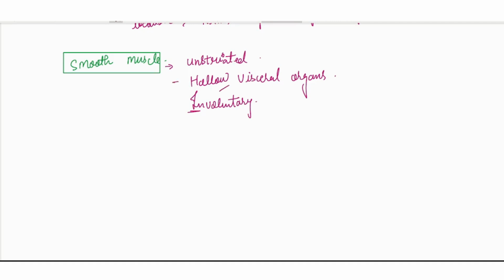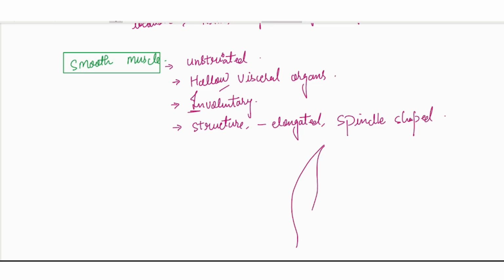Okay, and if we see their structure, they are elongated and spindle shaped. What is the meaning of elongated and spindle shaped? It would be like this: elongated and spindle shaped, having the nucleus in the center. Let me show you properly. It would be like this. It is given in the NCERT also, and we will see it with the help of the diagram, but here you understand.